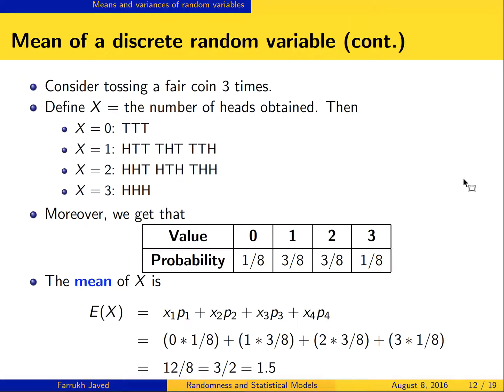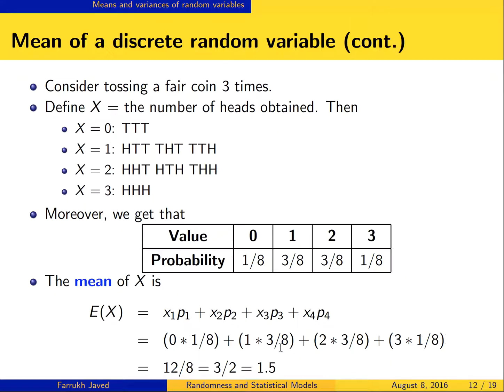Consider the same example again about tossing a fair coin 3 times. We know the values 0, 1, 2, 3, and we know the probabilities 1 by 8, 3 by 8, 3 by 8, and 1 by 8 associated with those values respectively. So if somebody asks me to evaluate the mean of that variable x, I just need to multiply each value with its probability and keep doing so until I'm done, and finally I add all of those components together.